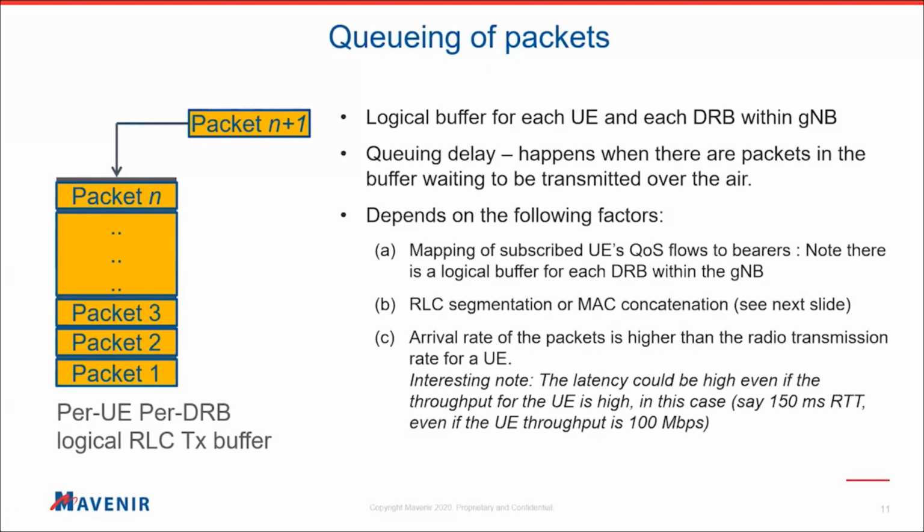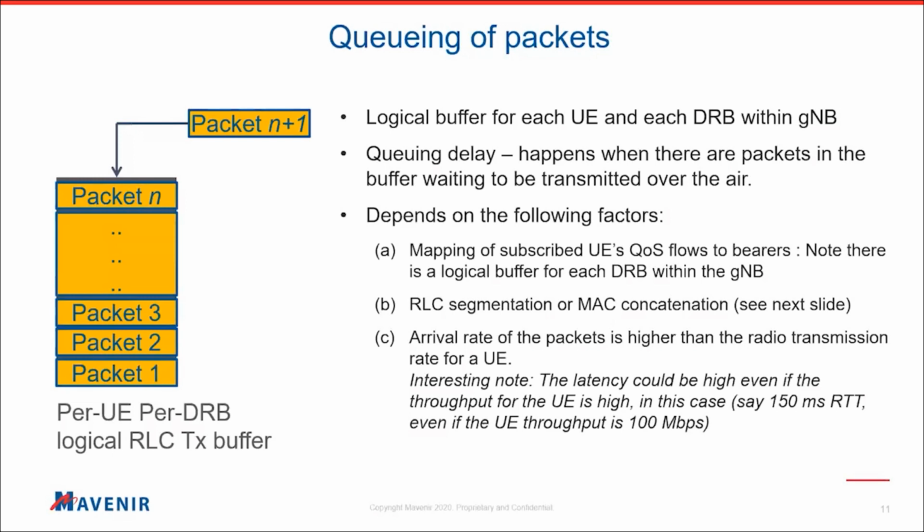Now, if there is a higher buffering of packets, which means the packets are not getting preempted from the buffers quickly, it means that the packets are getting increasingly buffered, and this will increase the RAN latency of the user. This is very much contingent on how the vendor is mapping the QoS flows or IP packets to the data radio bearers.